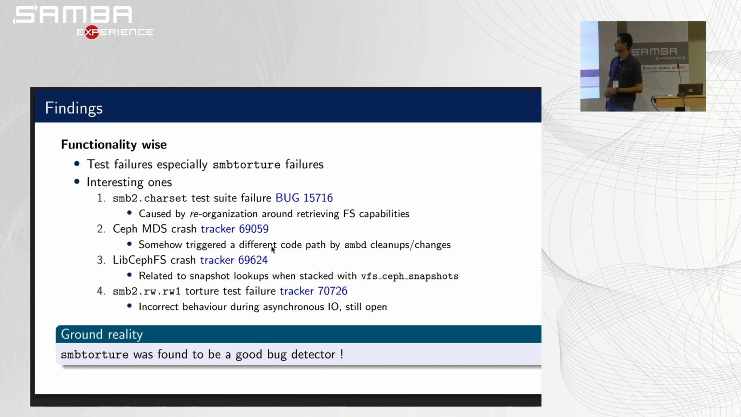Yeah, and while handling snapshots, we encountered some libcephfs side crash, a client crash. And this was a very recent one, the smb2.rw.rw1 torture test failure. This has to do with the asynchronous I/O implementation within Ceph itself. Actually, it is a very special case that I saw from the torture test case. I think the tracker itself is still open on the Ceph side, because there are some problems with the APIs themselves.